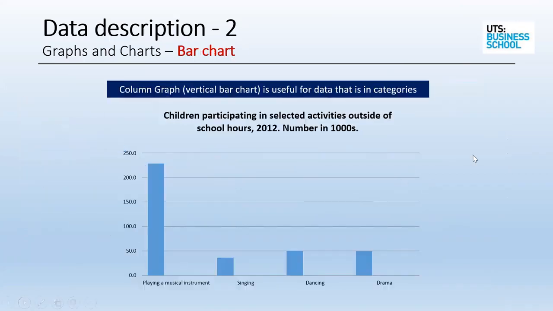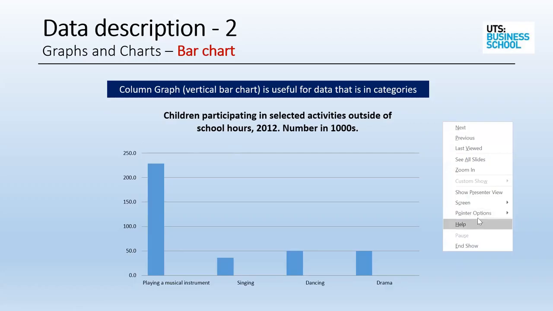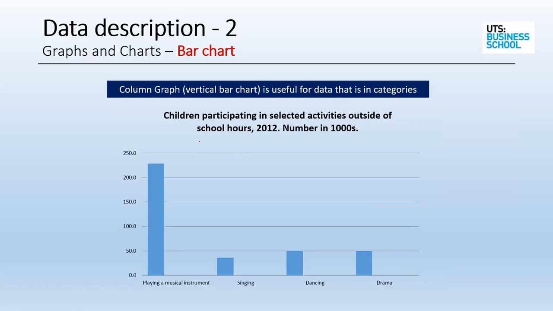Okay, then we come to bar graphs. What you notice here is a bar graph. This is a vertical bar chart. It is very useful to display categorical data. Categorical data is important because those are not numbers; they're just simply labeled. So, for example, in a school, the number of students who choose to play musical instruments, sing, dance, or engage in drama.